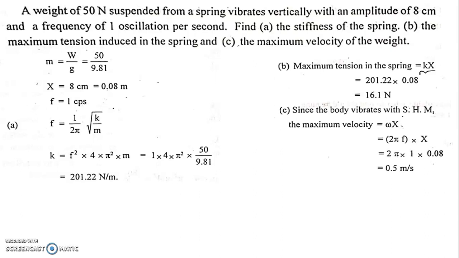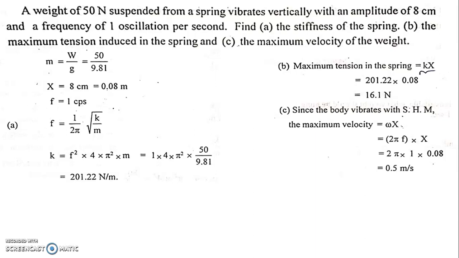This is our first part. And the second part, maximum tension, is given by stiffness into displacement, or stiffness into amplitude. So stiffness is given as 201.22 Newton per meter into displacement, 0.08, which will give the maximum tension in the spring. That's equal to 16.1 Newton.